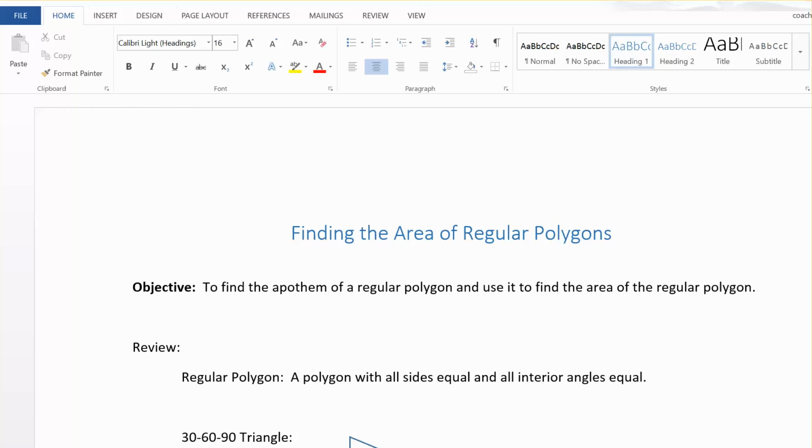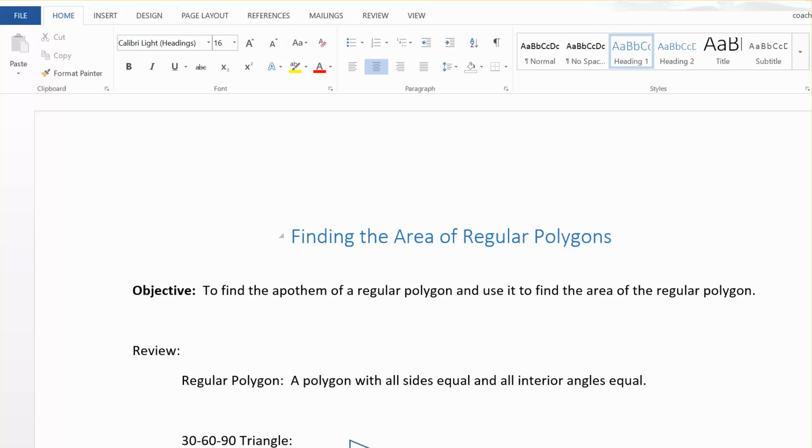So let's review real quick. The first thing in review we want to look at is what is a regular polygon? Well, for a polygon to be regular, all the sides are equal and all of the interior angles are equal. So we're going to be dealing with pentagons, 5 sides, all the sides equal, all the angles equal, hexagons, octagons. Those will be the 3 we look at the most, focusing quite a bit on a hexagon.